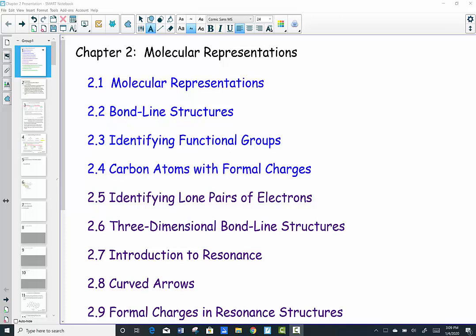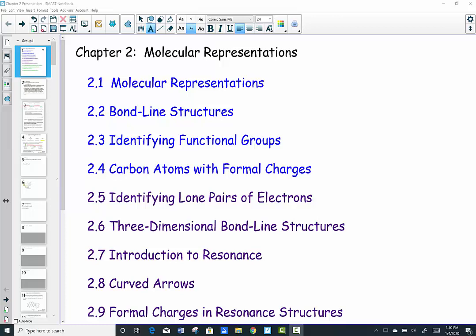The third section is identifying functional groups, which really will involve, in my mind, a set of flashcards and some memory work, and also talk about carbon atoms with formal charges. We'll then move into identifying lone pairs of electrons, just making sure we can look at some of these line structures and understand where there are lone pairs even though they're not drawn.